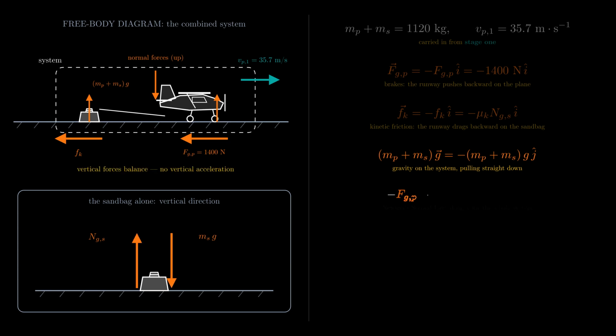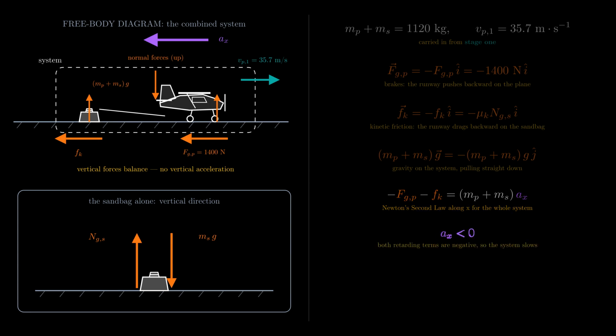Newton's second law along x reads minus the braking force minus the friction force equals the combined mass times the x component of the acceleration. Both retarding terms carry minus signs because both forces point backward, and that already forces the acceleration to be negative. The system is slowing, which is exactly what we want.